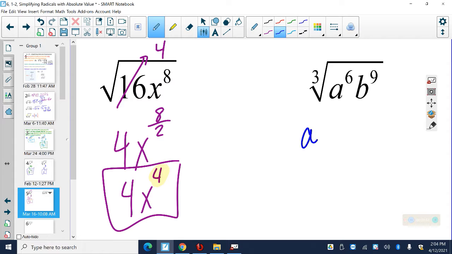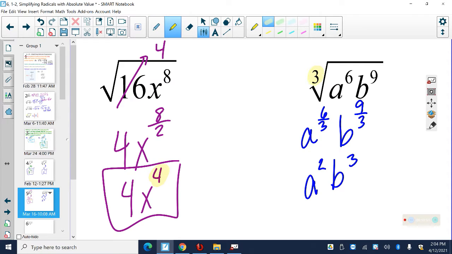My A has a power of 6 with a root of 3. My B has a power of 9 with a root of 3. What is 6 divided by 3? What is 9 divided by 3? Do I need to take absolute value? Did I take an even root? I did not take an even root. My root is 3. The index is 3. So therefore, I am just fine leaving it as this.